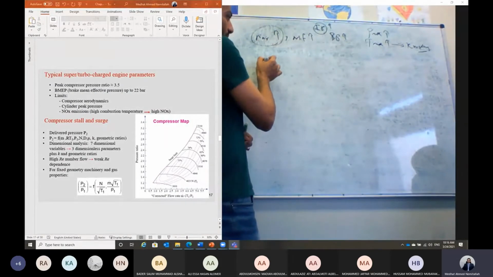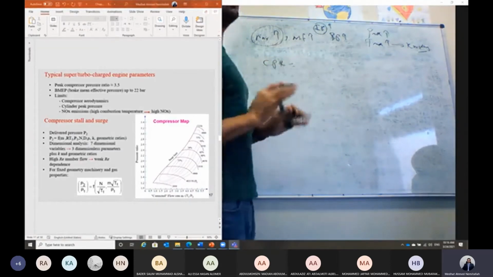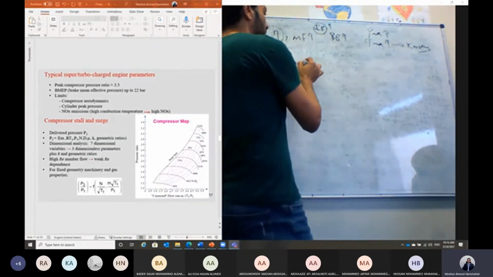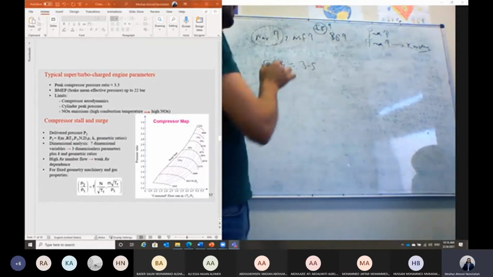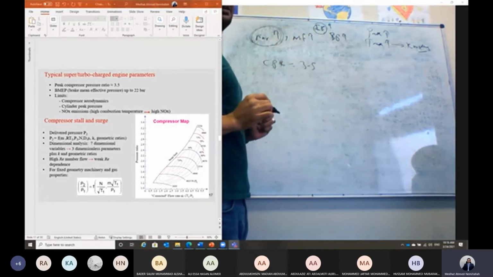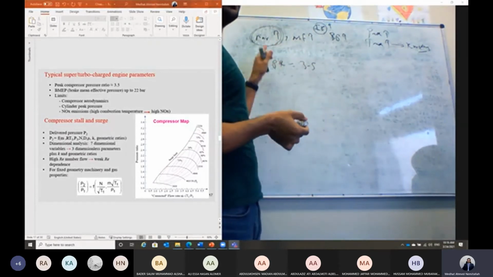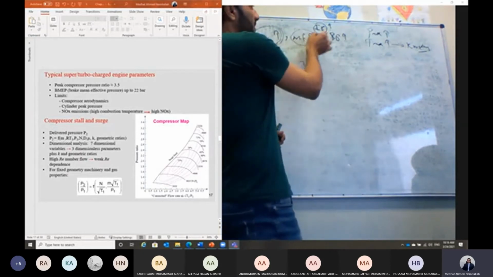That means the compressor pressure ratio should have a limit. This limit is almost about 3.5. So that we can result in a mass flow rate of air. It's okay, we have a boost, we have increased. The mass flow rate of fuel will be increased.